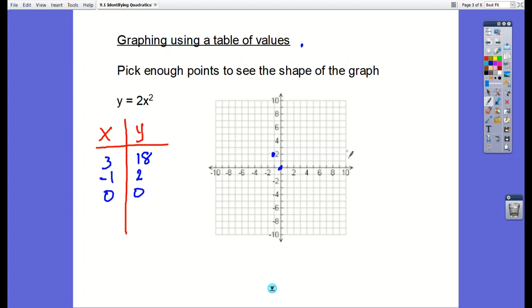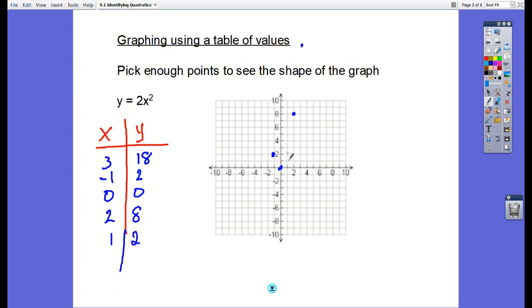Hannah, give us another x value. 2. Let's plug in a 2. 2 squared is 4. 2 times 4 is 8. So here, we're going to be up at 8. Okay, let's get a couple more. Patrick, give us another one. Positive 1. So plug in a 1. 1 squared is 1 times 2 is 2.